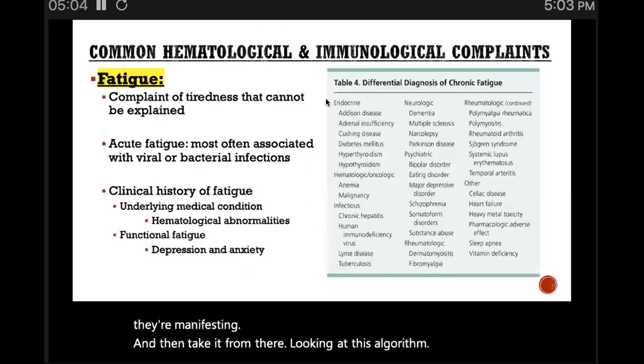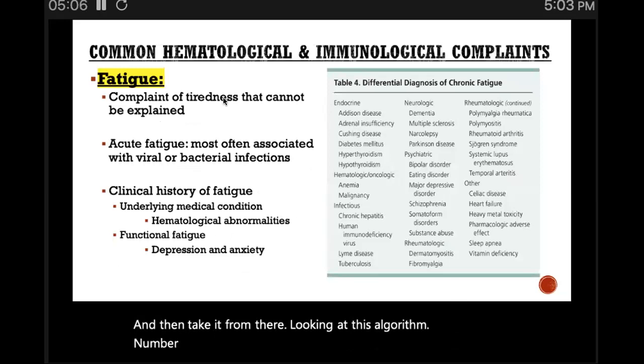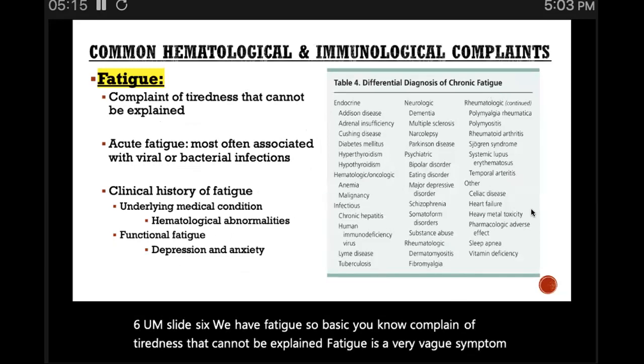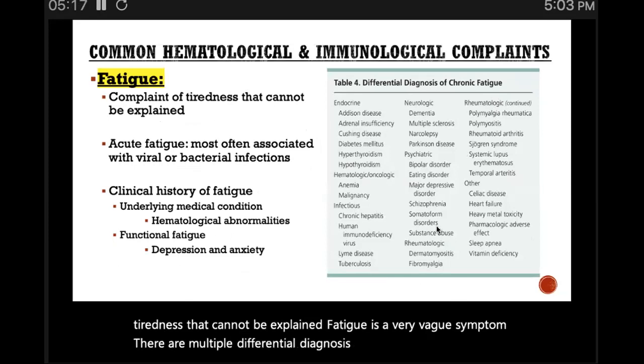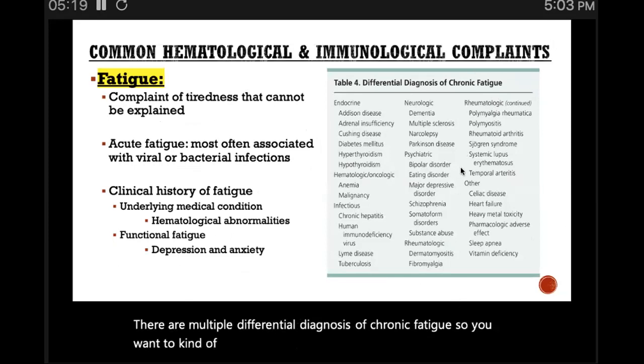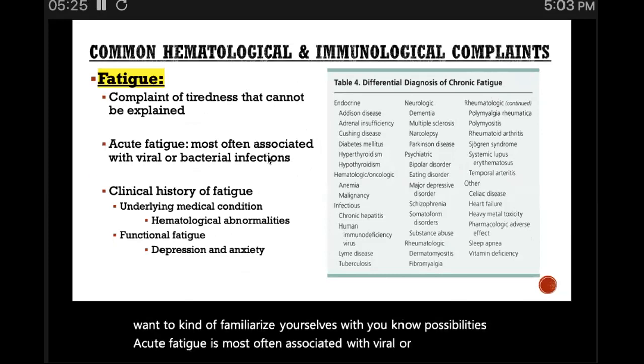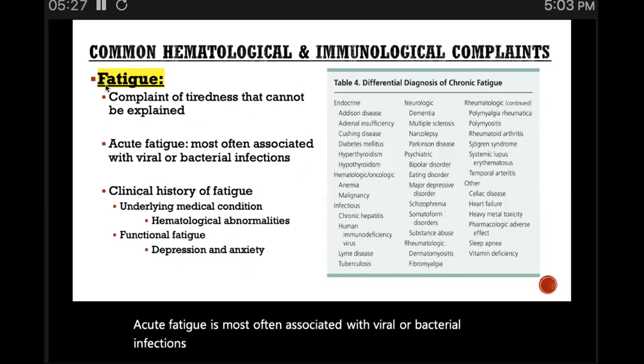Slide 6, we have fatigue. So basic complaint of tiredness that cannot be explained. Fatigue is a very vague symptom. There are multiple differential diagnoses of chronic fatigue. So you want to familiarize yourselves with possibilities. Acute fatigue is most often associated with viral or bacterial infection. So you want to rule out infection pretty much immediately when you hear fatigue.